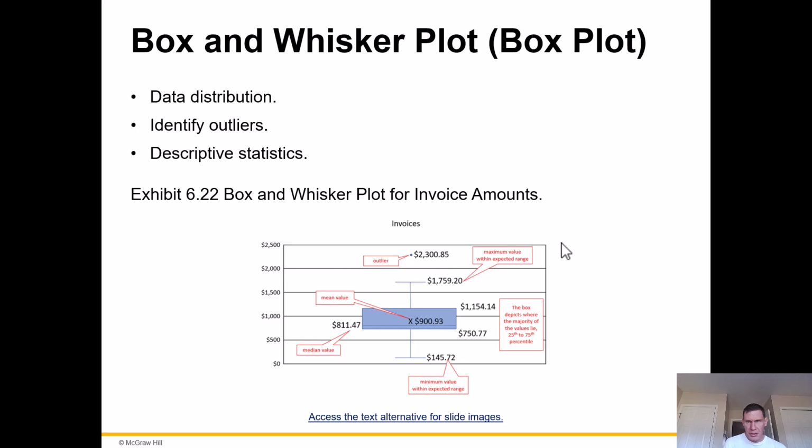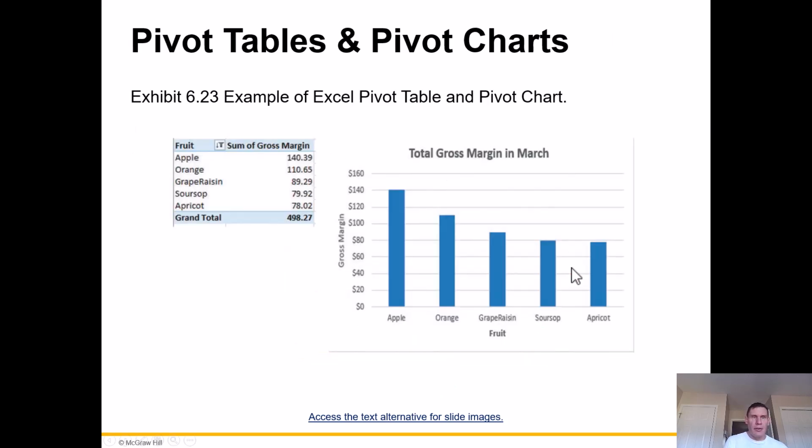Box and whisker plots, you probably did these in school, probably high school or maybe middle school. It just gives us a data distribution. It helps us to identify outliers. You don't see too many of these in data visualizations, but this would fall under the realm and under the purview of descriptive statistics.